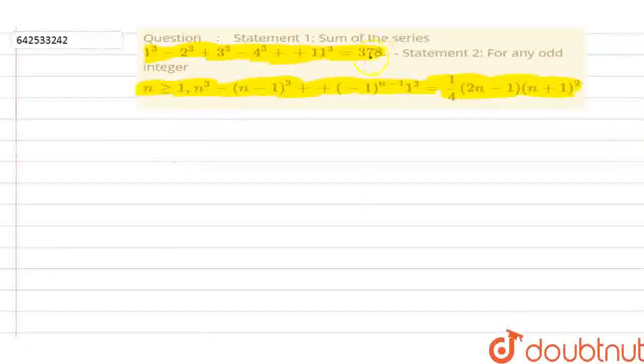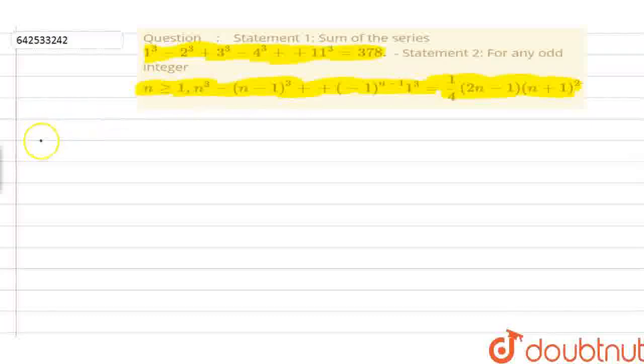Let us discuss the given problem. We have been given two statements. First statement says that the sum of the series 1 cube minus 2 cube plus 3 cube minus 4 cube plus 5 cube minus 6 cube till 11 cube is equal to 378. And the second statement says that for any odd integer n, which is greater than or equal to 1, n cube minus (n minus 1) whole cube plus and so on till minus 1 to the power (n minus 1) into 1 cube is equal to 1 by 4 into (2n minus 1) into (n plus 1) to the power 2. Right. So first of all, we are considering statement 2 here.